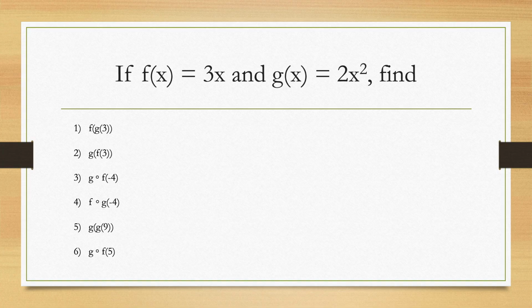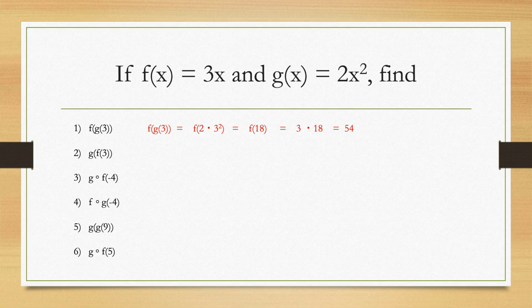Okay, so f of g of 3 is f of whatever g gives you, which is 2 times 3 squared. 3 squared is 9, times 2 is 18. So now I have to do f of 18. And f takes whatever the input is and multiplies it by 3. That's why it's so important to be able to read this way. 3 times the new input, which is 18. 3 times 18 is 54.